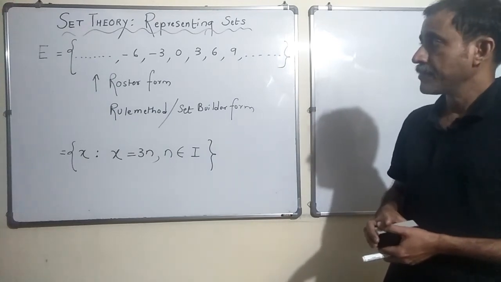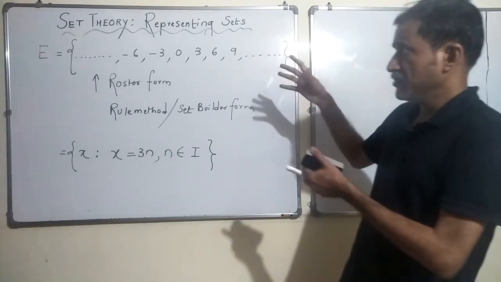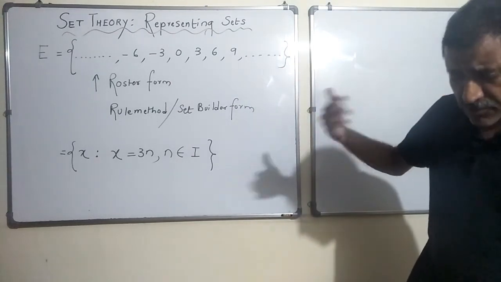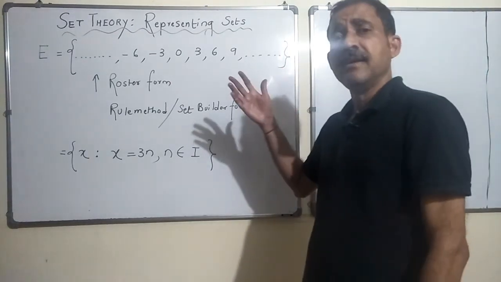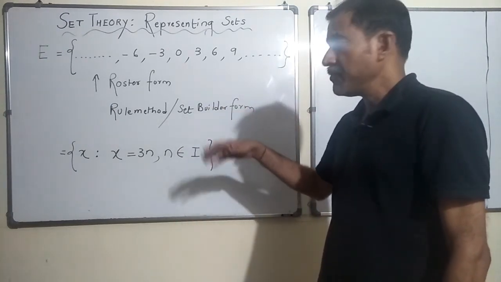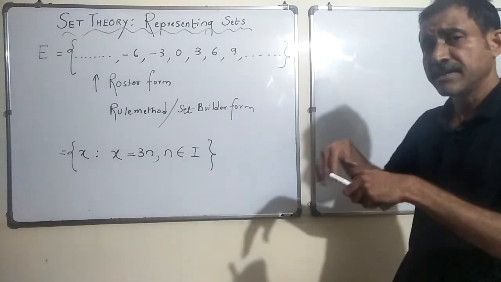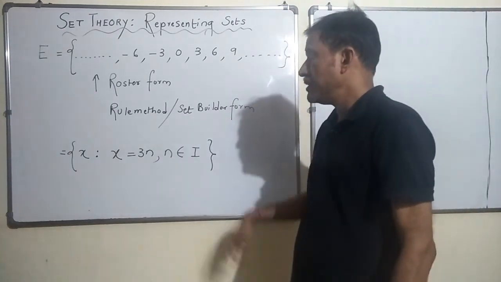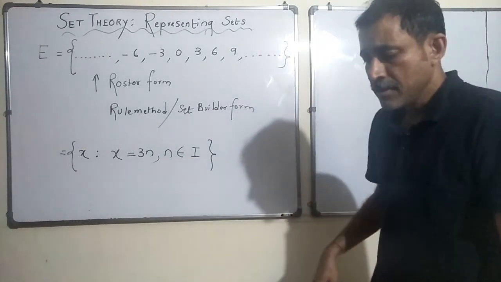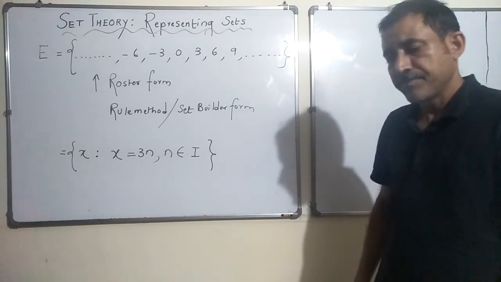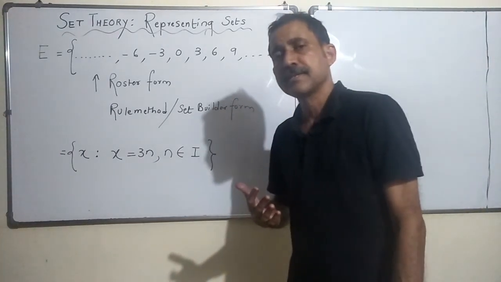I hope you understood how we can represent a set in the tabular or roster form, and also how the same set in the roster form is represented using the set builder form or the rule method. So in the next session we will be looking at Venn diagrams, and things are going to get very interesting in the next class.